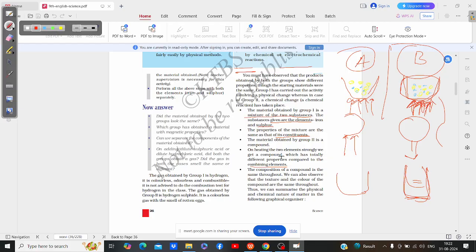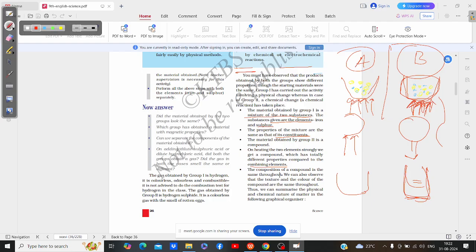The properties of the elements are completely changed compared to group A. That's why we call it a compound. Are you getting my point? Next one, the composition of a compound is the same throughout.